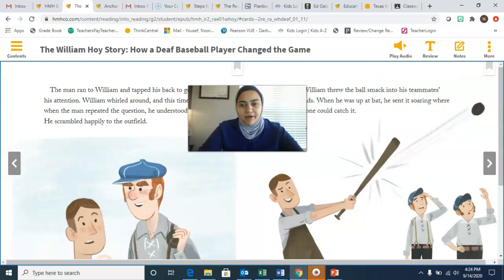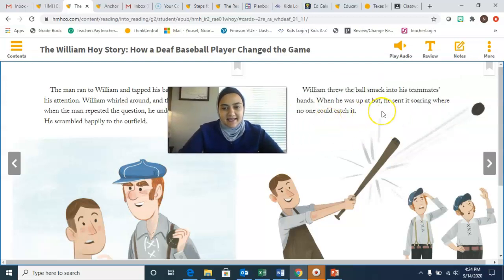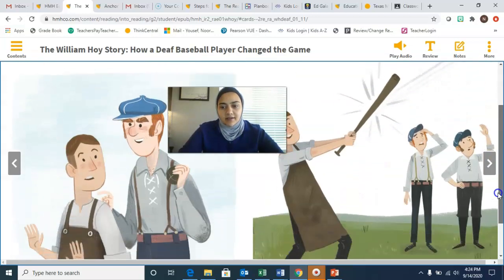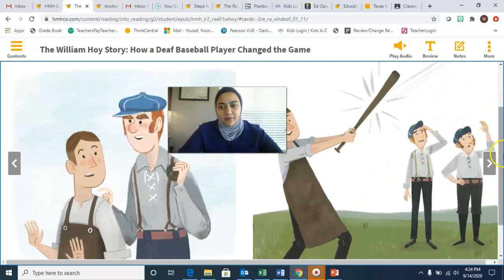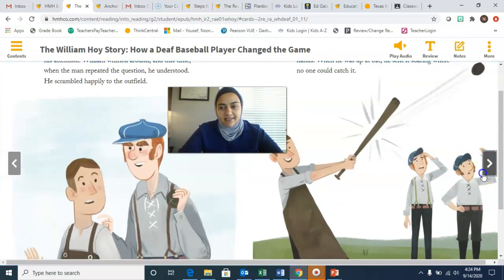William threw the ball smack into his teammate's hands. When he was up at bat, he sent it soaring where no one could catch it. Whoa, look at his friends' faces. They were amazed. Oh my goodness, this guy is a good player.